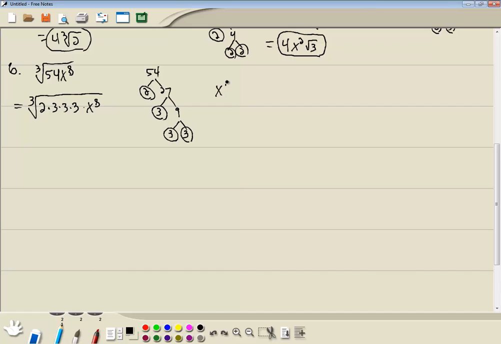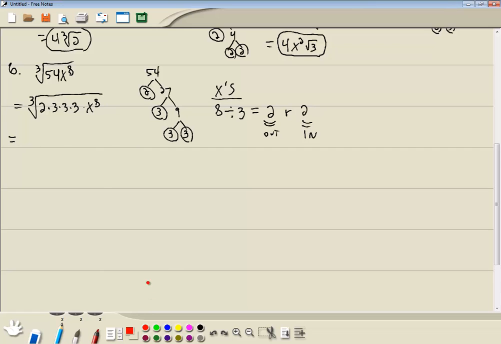Now to figure out how many x's is going to come out, we take our power, divide by our index, and the power is the power on x. The index is the number in the slot right here. And this is old style division, so 8 divided by 3 is 2 with the remainder of 2. And this is how many come out, and this is how many stay in.